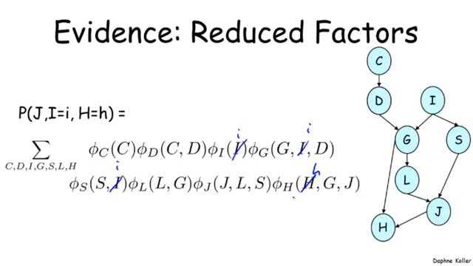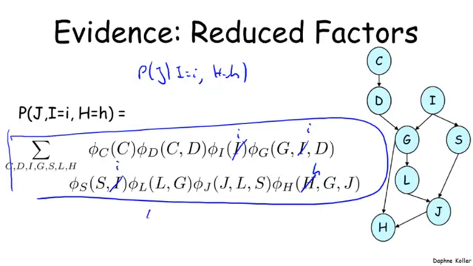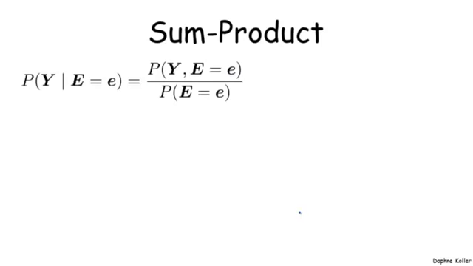And now it's back to being an equality. And if we want to compute the probability of J given I equals little i and H equals little h, we take this summation and renormalize, just like before.